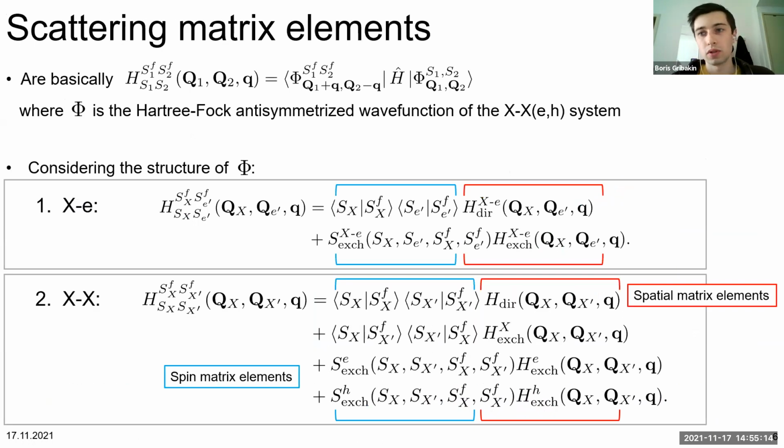Now that we have the wave functions, we are obliged to calculate the scattering matrix elements. To do that, we combine the wave functions of excitons, or electrons and holes, into a Hartree-Fock anti-symmetrized wave function. And from the analytical structure of such a combination, we can separate the matrix elements of the scattering into several terms with distinct physical meaning. So in the exciton charge carrier case, we have a direct term and a fermion exchange term. While in the exciton-exciton case, we have 4 terms because one of them is the direct electrostatic term, while the 3 others are the exchange terms.